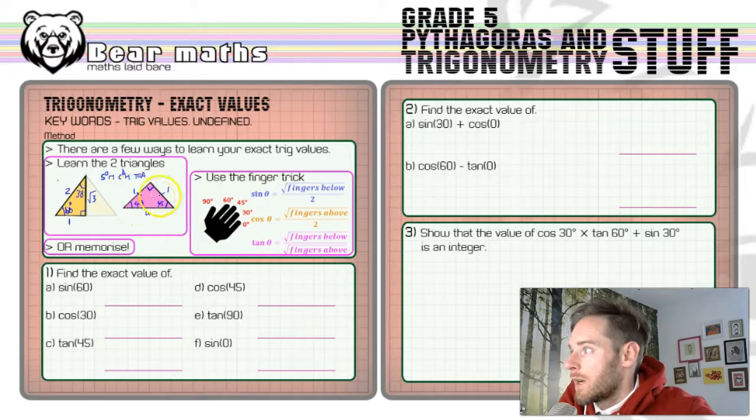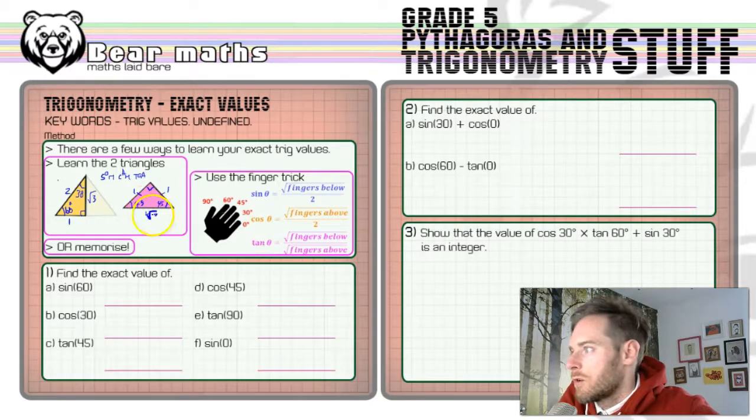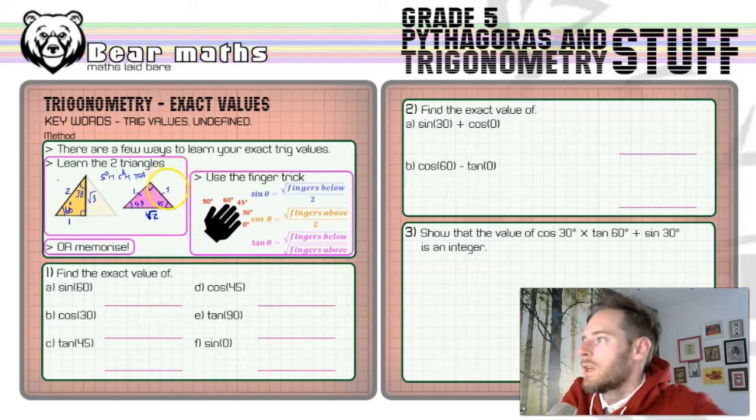Again we can use Pythagoras to work out the hypotenuse length. The square root of 1 squared plus 1 squared: 1 squared is 1, plus another 1 is 2, so the square root of 2 is what that length is. That's just using Pythagoras, and that's why I like this way of doing it, because you have to understand Pythagoras and trigonometry to understand this way of finding your exact trig values.